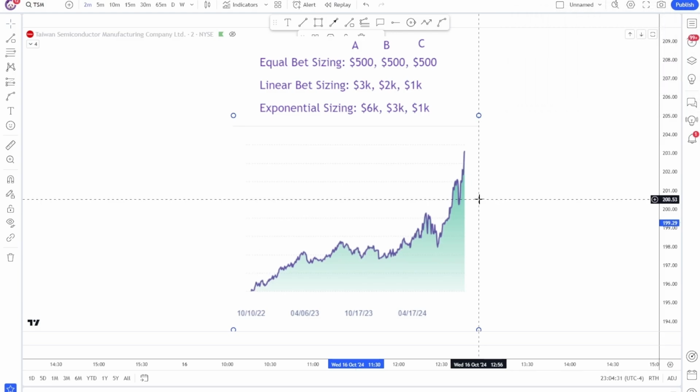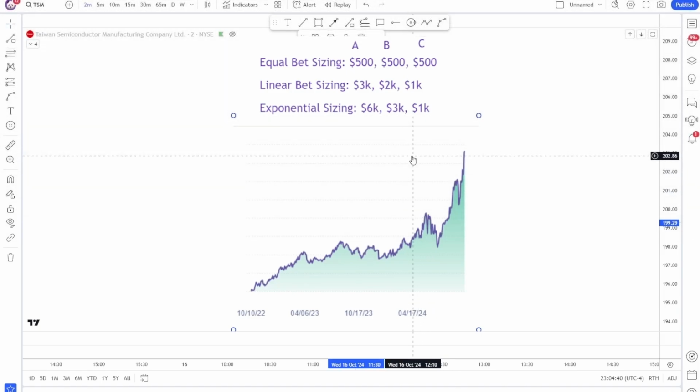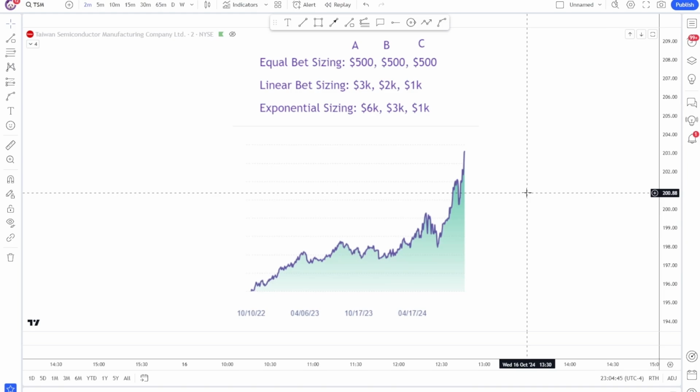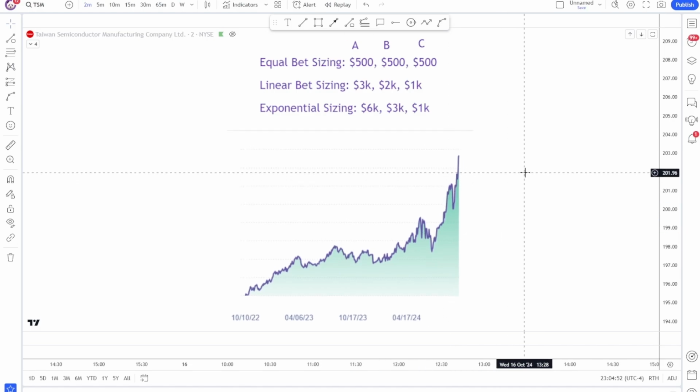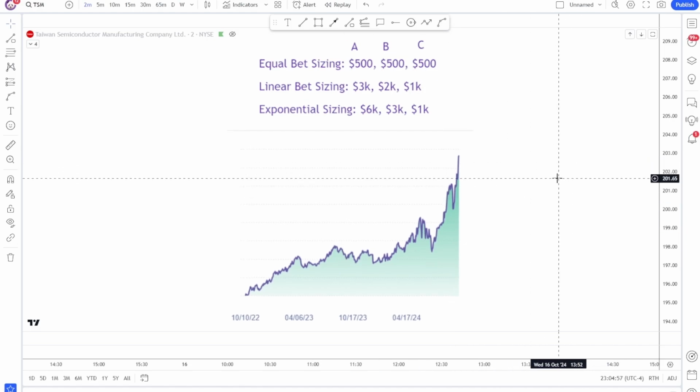Once you get to that point where you are confident in your playbook and what you're doing, it becomes much easier to exponential bet size. So I don't recommend starting out here, but you can kind of see how the impact can be on your account. And this is really what trading is about. This is where you want to get to as a trader. It's getting to the point where you have enough reps and experience in your trades where you can exponential bet size. And it's just the way that the math works out.